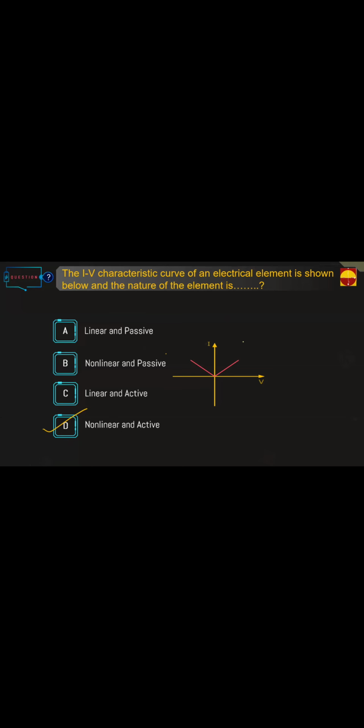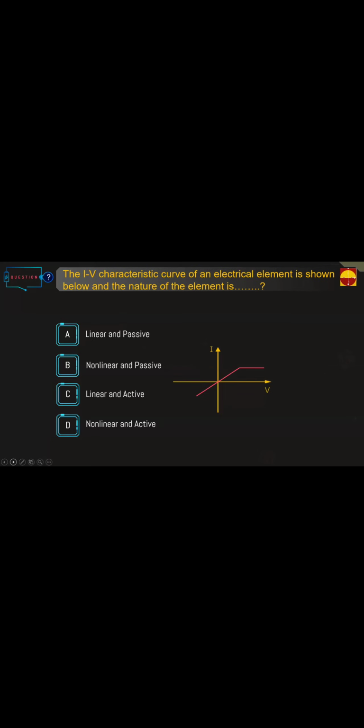See, you find the slope. This side the slope is R greater than 0. This side the slope is R less than 0. If R greater than 0 and R less than 0, then it is an active element. It is not passing through the origin. That's why it is non-linear. Non-linear, it is an active element. Option D is correct.